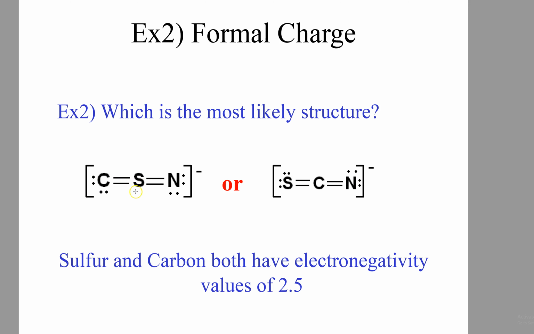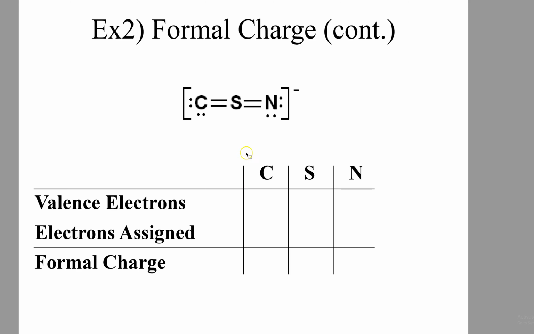So you can either put the sulfur in the middle or you can put the carbon on the side. Alright, so overall you can notice a couple of things. We have a negative charge here. So go ahead and assign the valence electrons. We know it's 4, 6, and 5. And now how many electrons are assigned for the carbon?